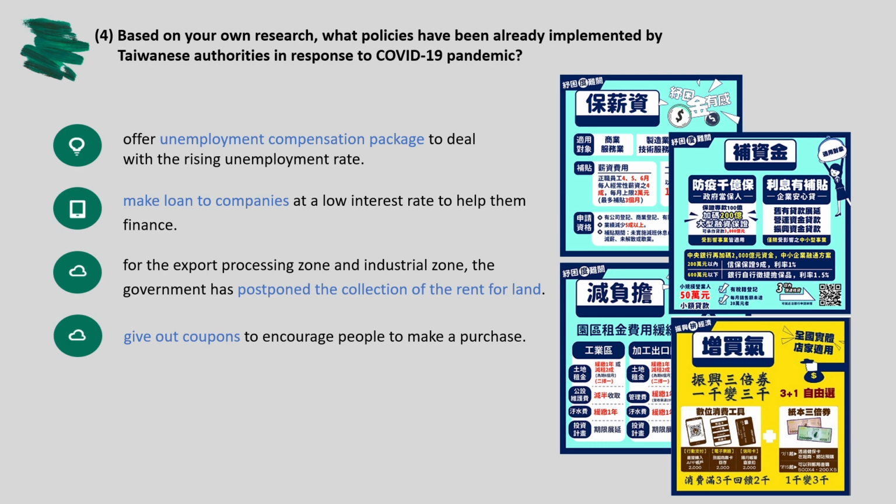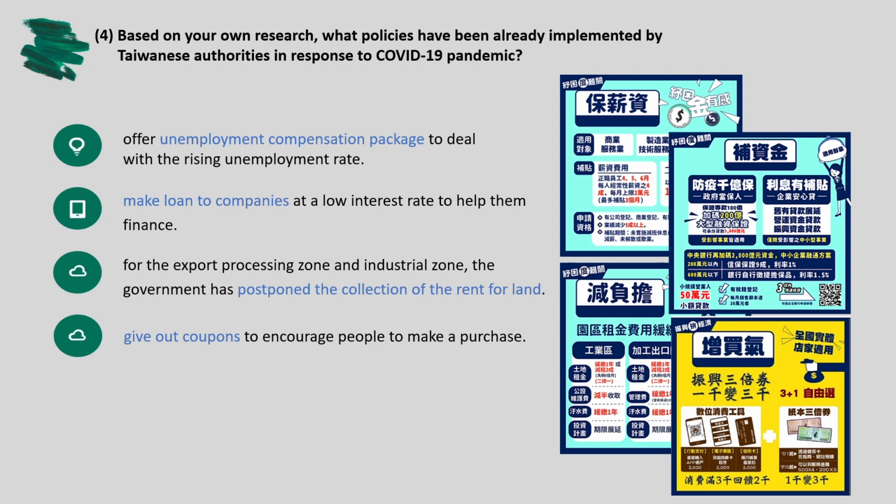The third one is to postpone the collection of the rent for land. For companies in export processing zones and industrial zones, the government has postponed the collection of the rent for land. The last one is the distribution of coupons. It is conceivable that people will buy more stuff when they receive extra money. So the distribution of coupons is aimed at encouraging consumption.